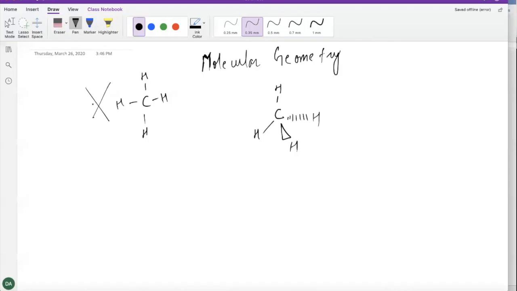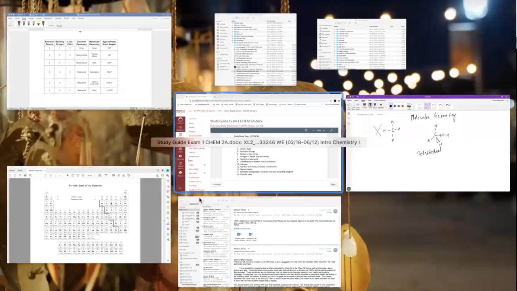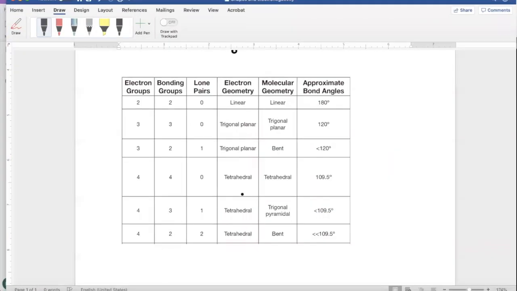Now, again, I said you're not responsible for drawing them like this. You just need to know that they actually are 3 dimensional. And this shape right here is called tetrahedral. All of these, you're going to see them on this chart that I was showing you earlier. See tetrahedral here? You see this is tetrahedral?